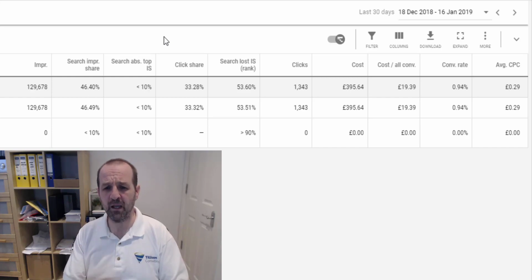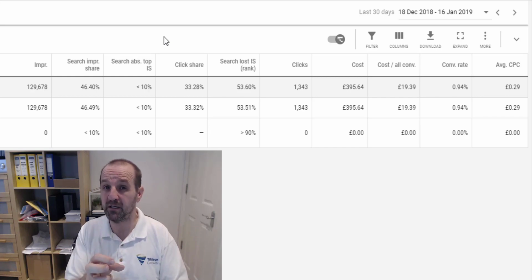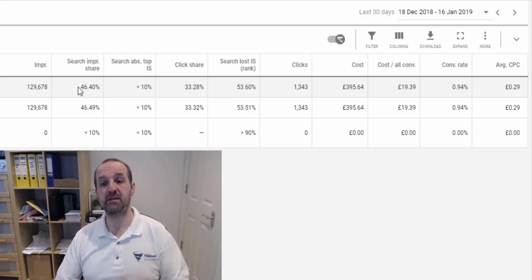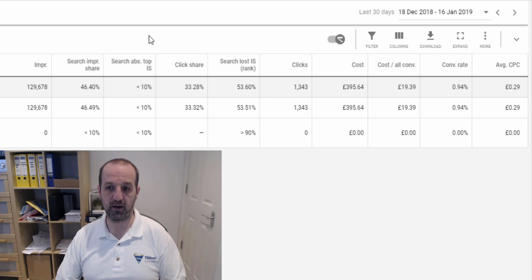So absolute top position may not be quite so important, but again, maybe you want to experiment with that. And also, it may be that for more specific products that's more important, whereas for more generic queries, lower intent queries, that's not quite so important. So that's giving you the absolute top impression share.